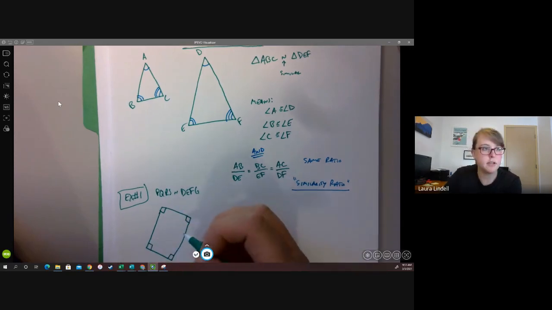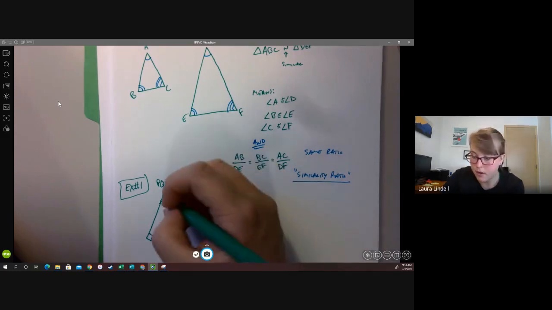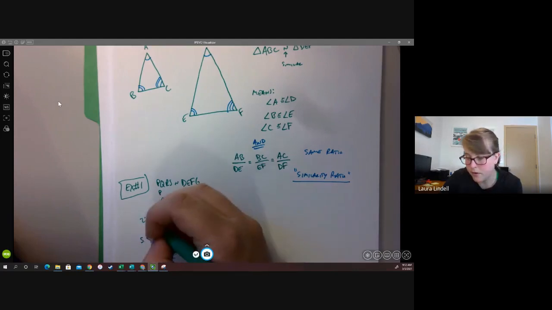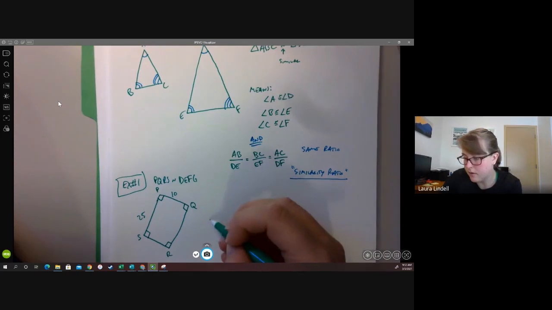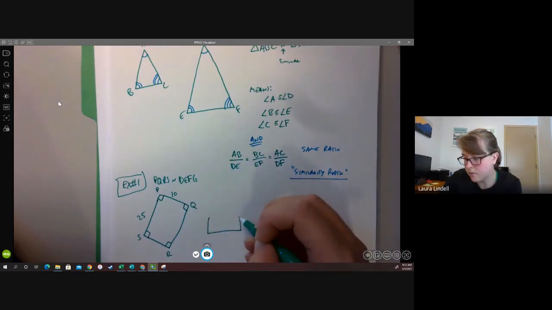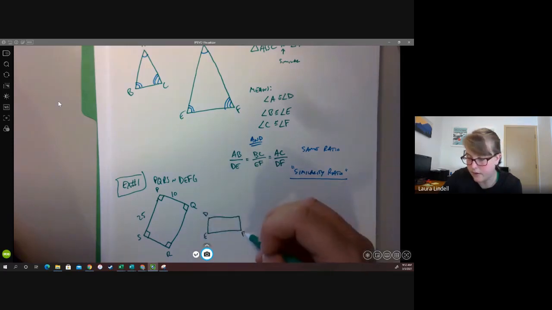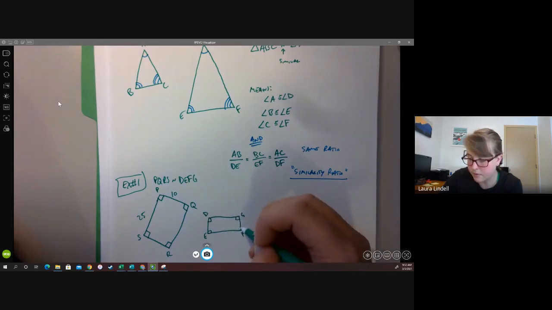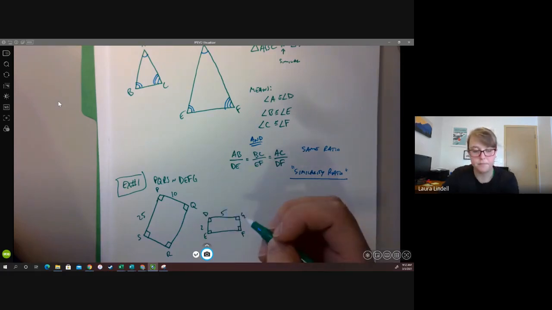So PQRS is going to be a rectangle, and that's a very blobby looking rectangle, but oh well. PQRS, and we're told that one side is 25 units and the other side is 10. And then we have DEFG, which is also a rectangle. And DE is 2, and DG is 5.